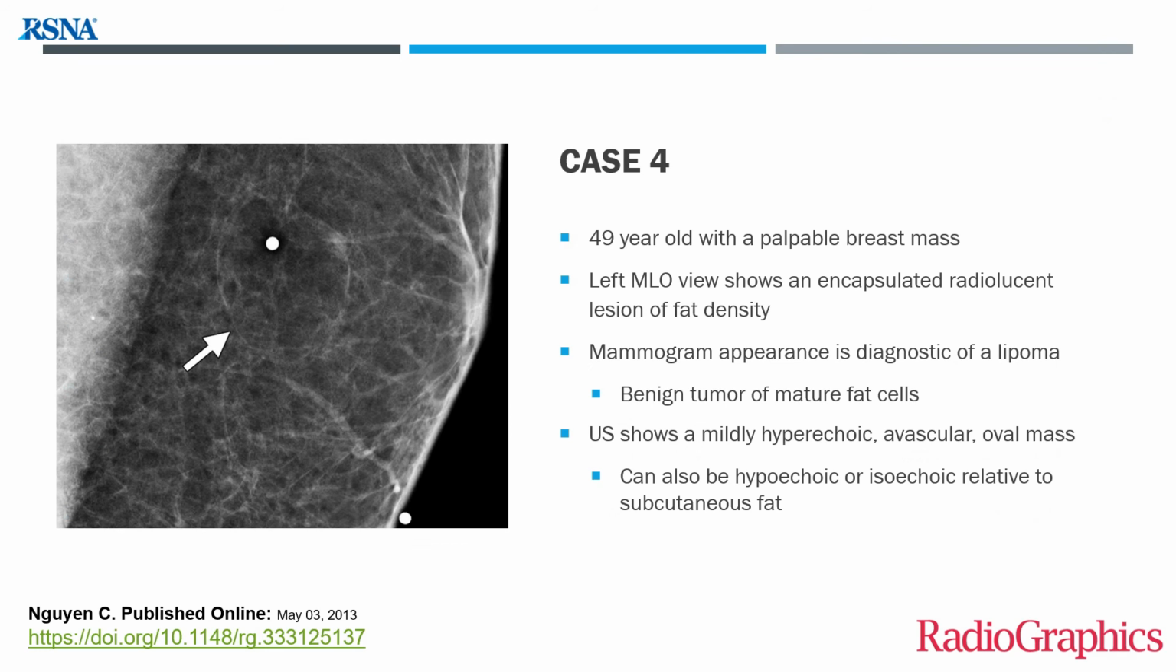In case 4, we have a 49-year-old with a palpable breast mass. Left MLO view shows an encapsulated radiolucent lesion of fat density. Mammogram appearance is diagnostic of a lipoma. These are benign tumors of mature fat cells. Ultrasound shows a mildly hyperechoic avascular oval mass. They can also be hypoechoic or isoechoic relative to subcutaneous fat, but have a very, very benign appearance on mammogram, which should outweigh ultrasound features.